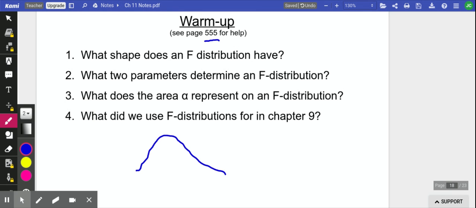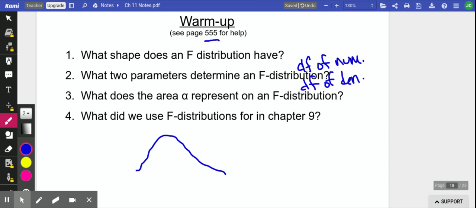That's a little wobbly, but that's okay. So this is different than a Z distribution and a T distribution, which are both bell-shaped and symmetric. This one's right skewed. The two parameters that determine an F distribution are the degrees of freedom of the numerator and the degrees of freedom of the denominator. And we'll talk more about that later on.